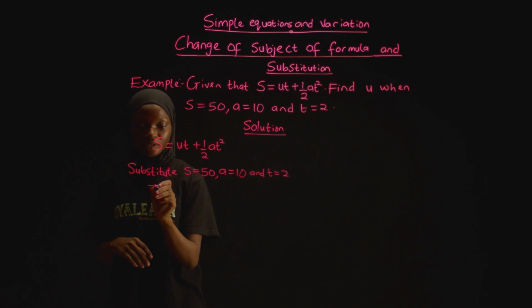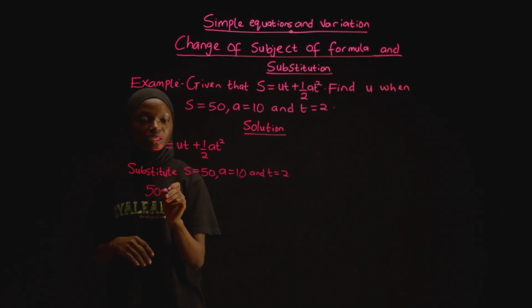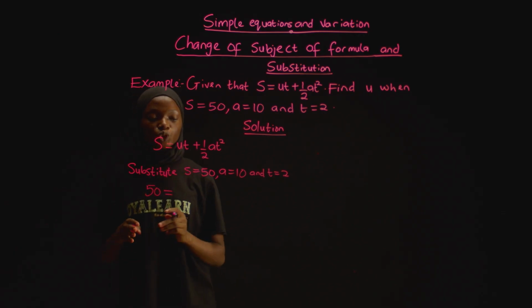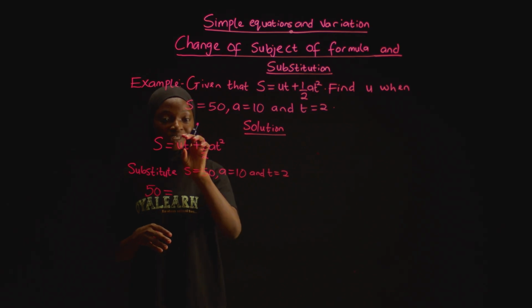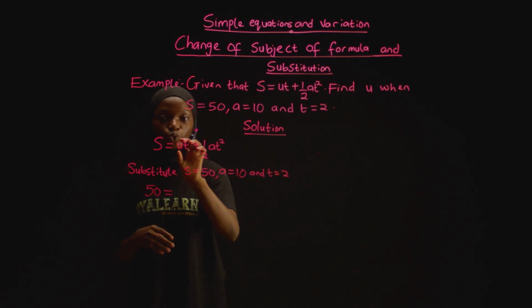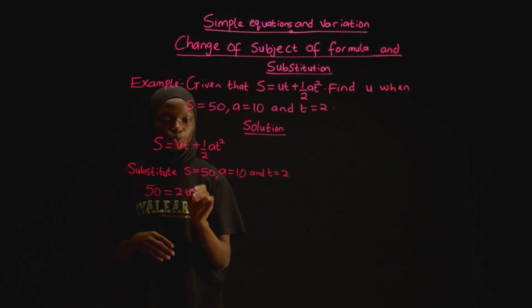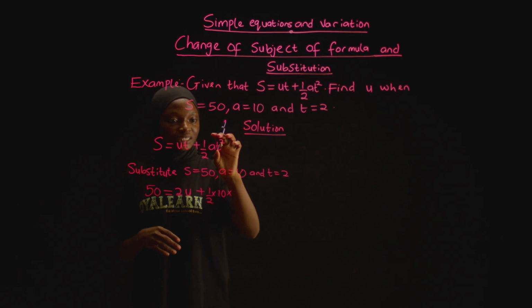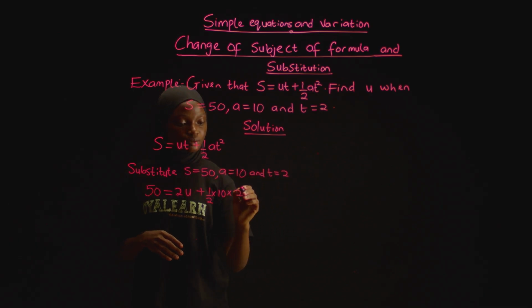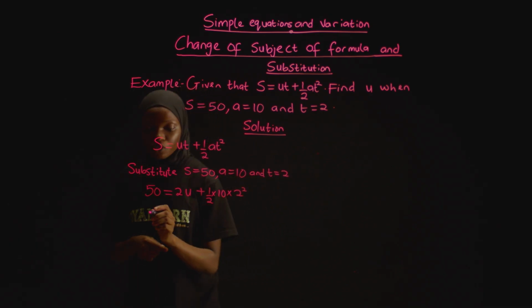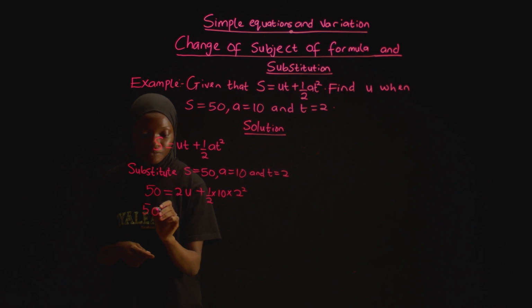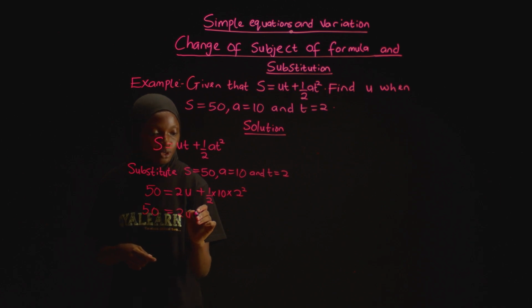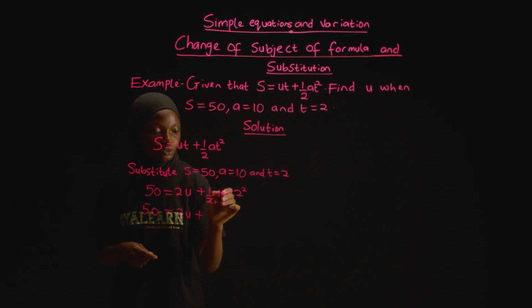Then we have 50 equals ut, here meaning u times t, and we have been given t here as 2, so that means 2 times u. So we have 2u plus 1 over 2 times a, which is 10, times t squared, which is 2 squared, since our t is 2. So from here we have 50 equals 2u plus, 2 goes into 2 once, 2 goes into 10 five times.